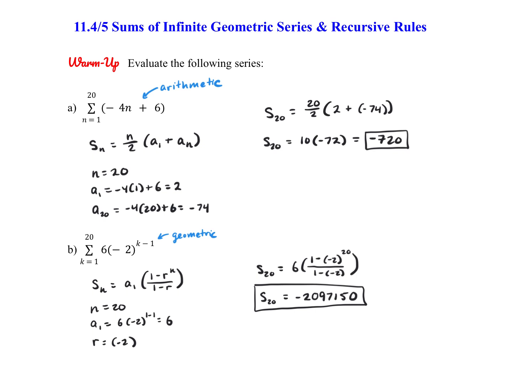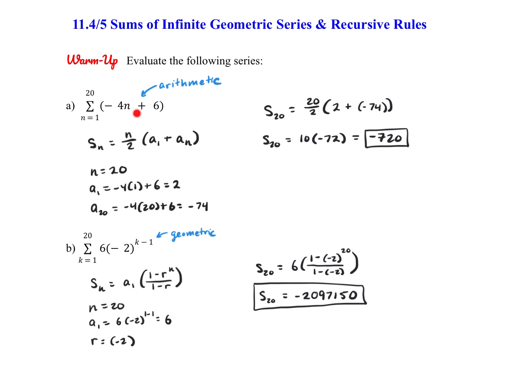Alright, go ahead and check your work. So here we have a finite arithmetic sum, so here's our formula for that, the information we need, and then I plugged it in here to get my sum. And then this is a finite geometric sum. So for that we use this formula. Here's the information we need, and here is my sum.